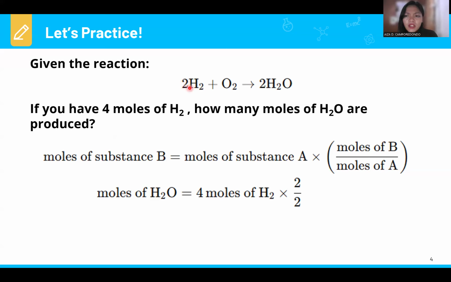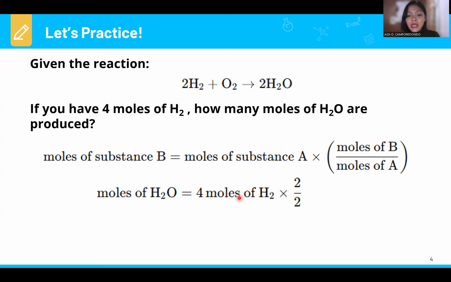So how many coefficients or how many moles does the hydrogen gas have? We have right here the 2 moles. And on the other hand, water also has 2 moles. That is why there are 2 moles for water and 2 moles for hydrogen gas. Since there are 2 moles of hydrogen gas in both places, this can be crossed out.